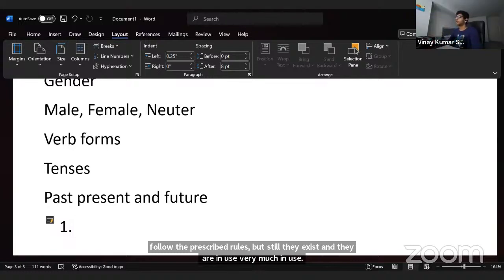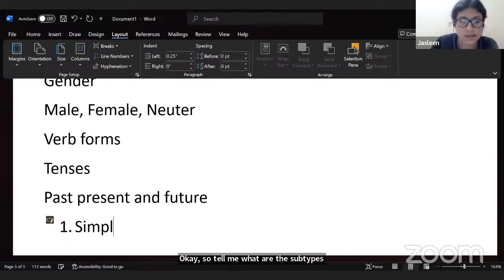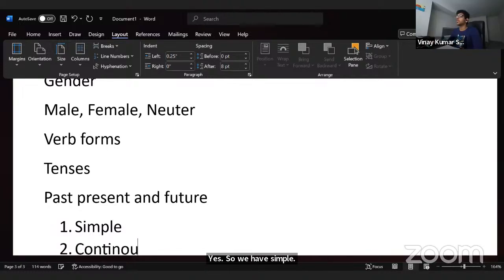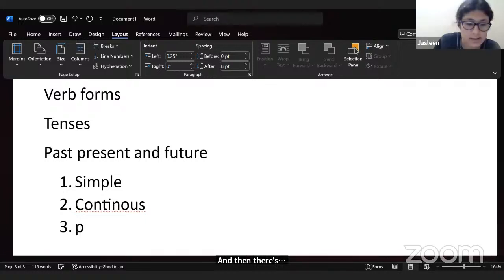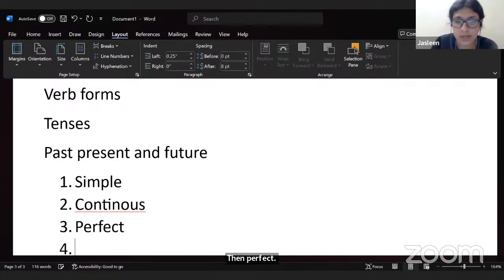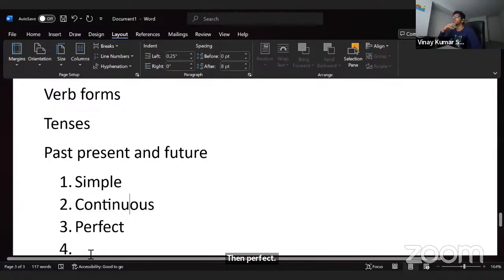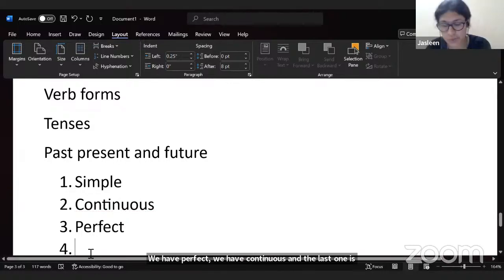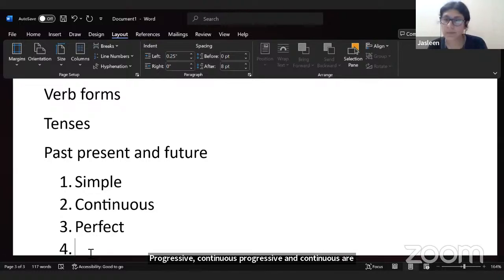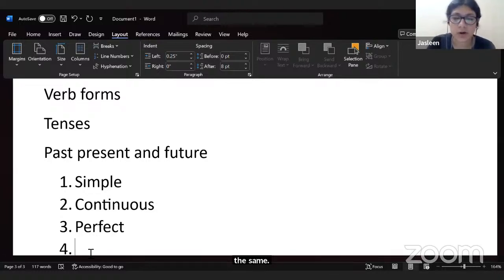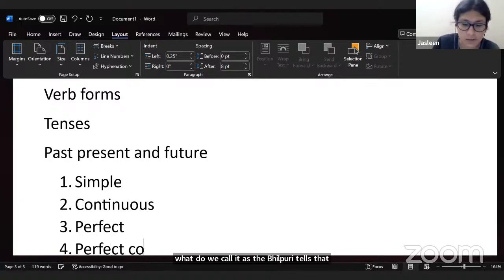There's a simple tense. Yes. So we have simple, and then perfect. Yes, we have perfect, we have continuous, and the last one is progressive. Progressive and continuous are the same. Okay. The last one is, what do we call it as the Bhelpuri tense? That is perfect continuous.